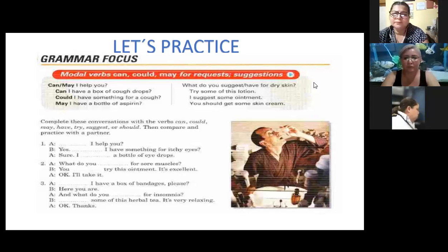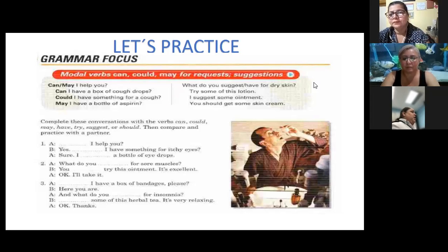Y tenemos en el otro extremo algunas preguntas, like, what do you suggest? Usted puede decir, what do you suggest? ¿Qué sugieres? Or what do you have? ¿O qué es lo que tienes? Y ahí nos pone un ejemplo, dry skin. Entonces, para la piel seca, what recommendation can you give it to me for, you know, dry skin? Y aquí tenemos tres sugerencias.